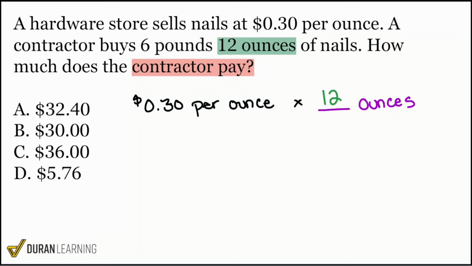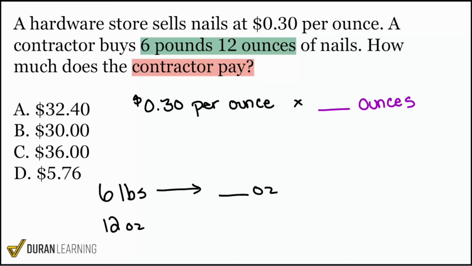No, that's not gonna work because, yeah, it says 12 ounces, but that's not the entire weight. The entire weight here is 6 pounds and 12 ounces. So here's what we need to do. The 12 ounces, we can leave as is because that's already in ounces. But the 6 pounds, we have to turn that into ounces so we can perform our multiplication.